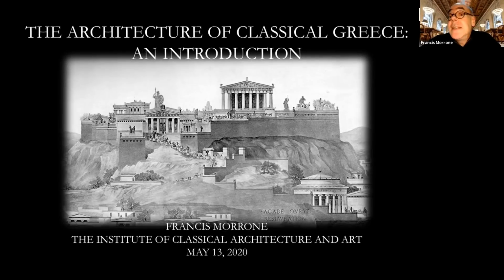So without further ado, I'm going to do what in Zoom lingo is called sharing my screen. The architecture of classical Greece, an introduction. The picture that you see, by the way, is from a painting, which I'm going to show you a little bit later, by a man named Leo von Klenze, who was an excellent German, Bavarian architect in the mid-19th century.